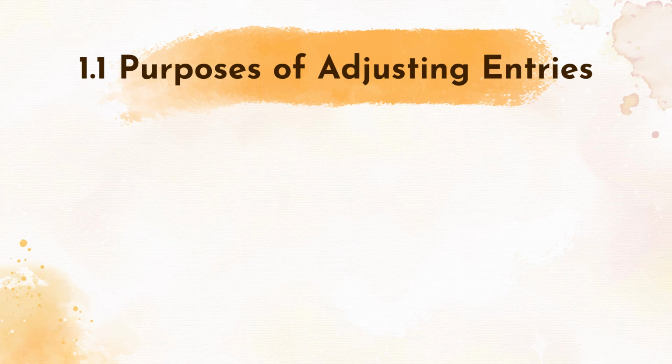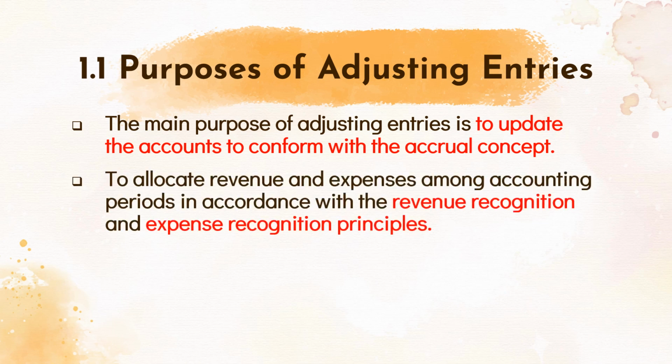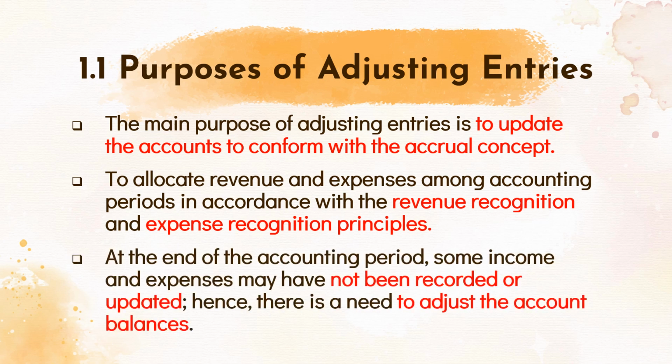Purposes of adjusting entries. The main purpose of adjusting entries is to update the accounts to conform with the accrual concepts. It means to allocate revenue and expenses among accounting periods in accordance with the revenue recognition and expense recognition principles. At the end of the accounting period, some income and expenses may have not been recorded or updated. Hence, there is a need to adjust the account balances.